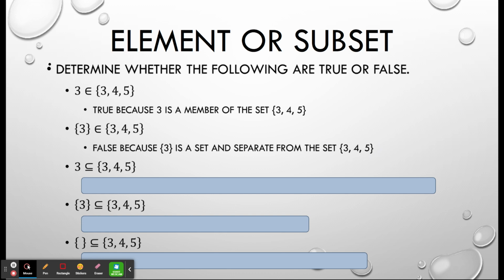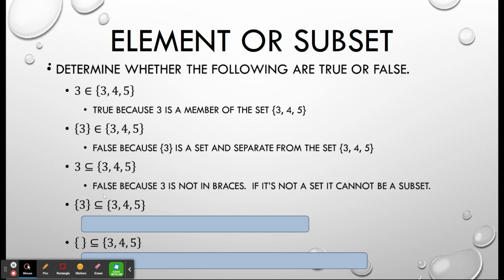All right, moving on to the third one here. 3 is a subset of the set {3, 4, 5}. That's actually going to be false. 3 is not in braces, and without braces around it, it's not a set. If it's not a set, it can't be a subset. So it's not going to be a subset.